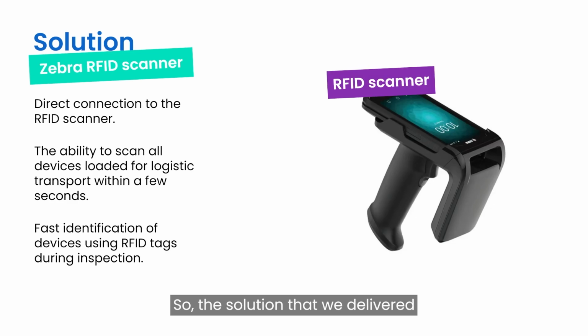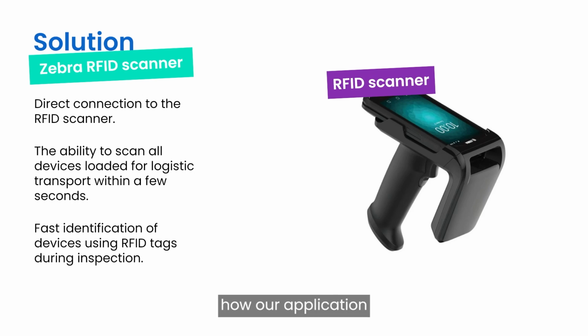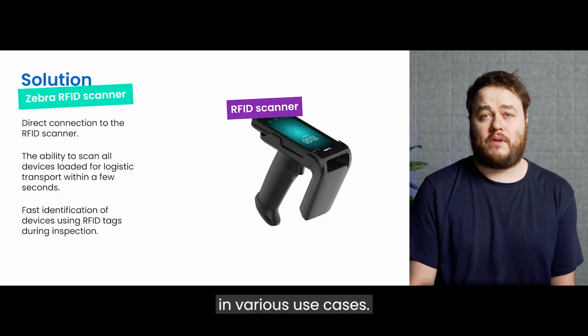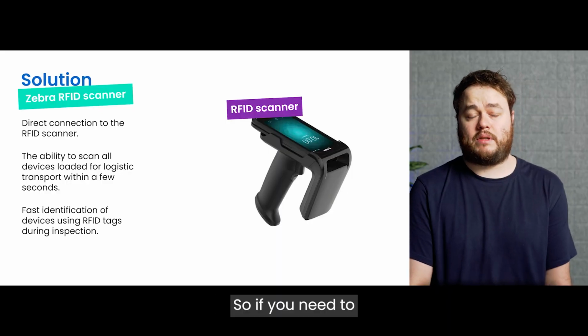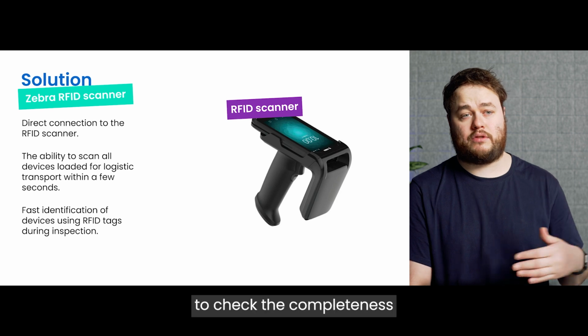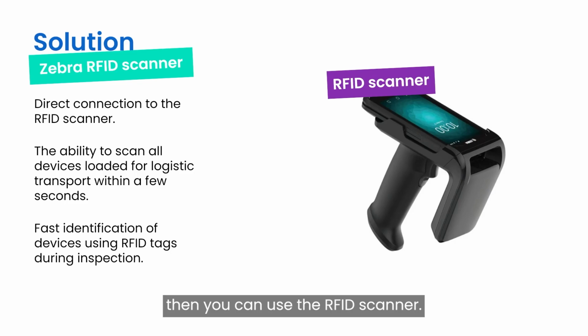So the solution that we delivered was the implementation of the SDK from Zebra to our application. So you have a native way how our application can communicate with the Zebra devices in various use cases. So if you need to scan the RFID tags in the particular area to check the completeness, if everything is ready, then you can use the RFID scanner.